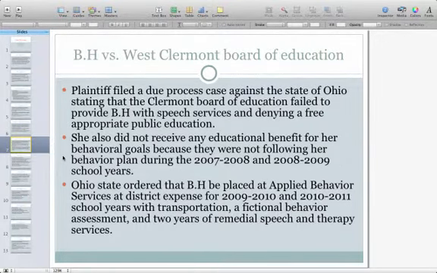Our next court case is BH versus West Clermont Board of Education. Plaintiff filed a due process case against the state of Ohio, stating that the Clermont Board of Education failed to provide BH with speech services, denying a free, appropriate public education. She also did not receive any educational benefit for her behavioral goals because they were not following her behavior plan during the 2007-2008 and 2008-2009 school years. Ohio State ordered that BH be placed at Applied Behavior Services at district expense for the 2009-2010 and 2010-2011 school years with transportation, a functional behavior assessment, and 2 years of remedial speech and therapy services.